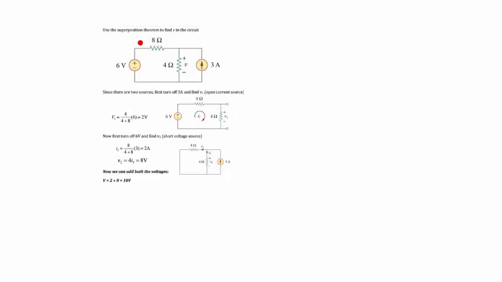Looking at the question, a simple question is given with two sources, one a voltage source and one a current source. First, let's say we want to turn off the 3 amp source. So we open this circuit, so this becomes this. This part is open.